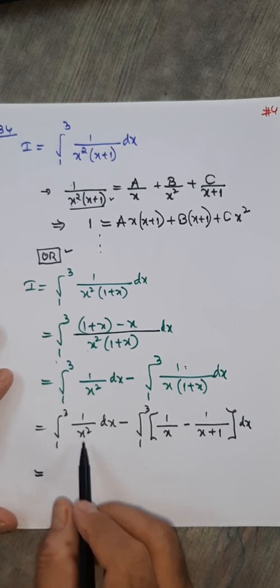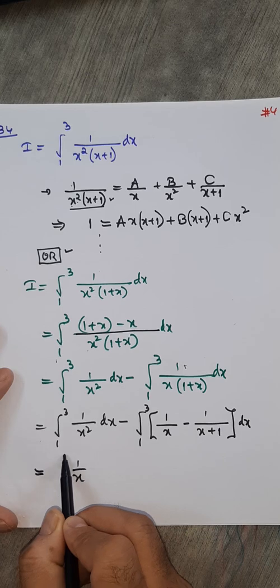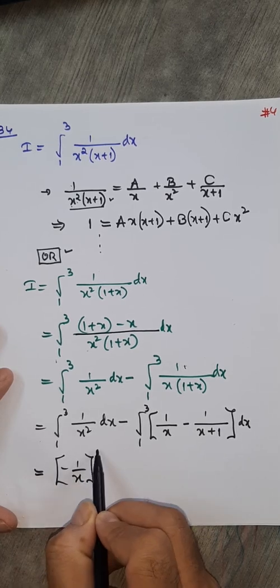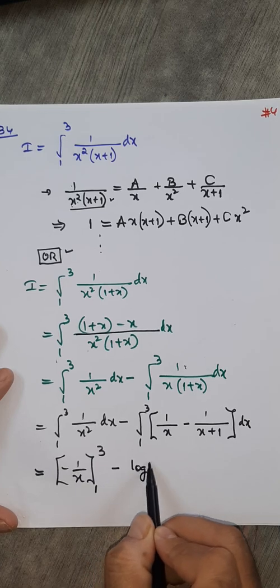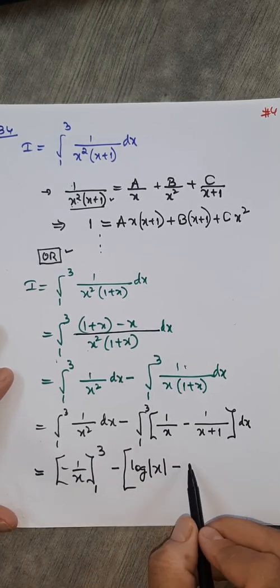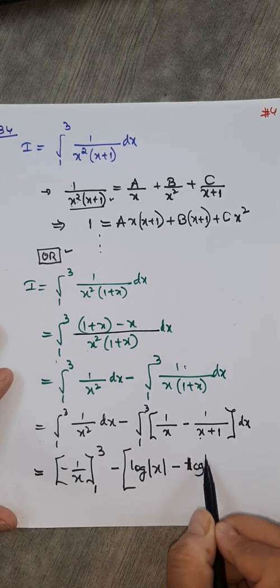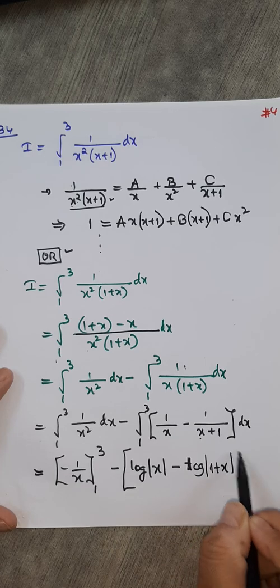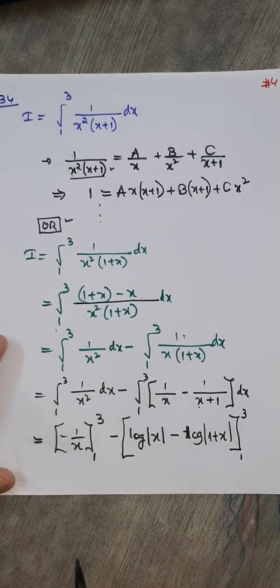So integrate this. What's the integral of 1 by x square? You know, minus 1 by x. Limits are from where to where? 1 to 3. Minus, what's the integral of this? It is log of mod of x. Minus, what's the integral of this? Again a linear function, log of mod of 1 plus x. And limits are from where to where? 1 to 3. Fine. Now just upper minus lower.